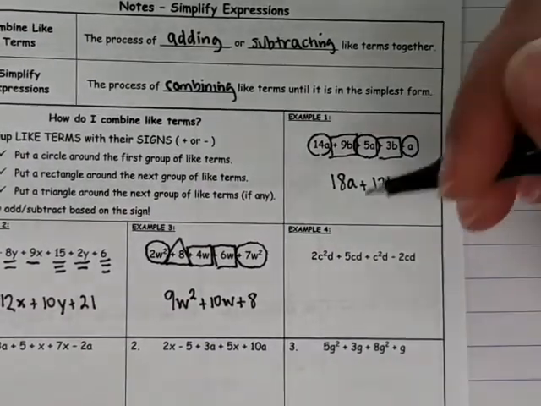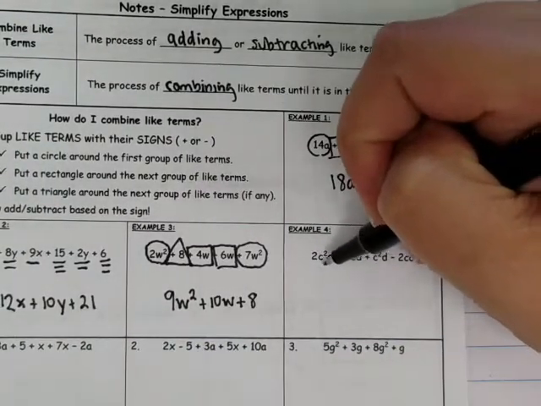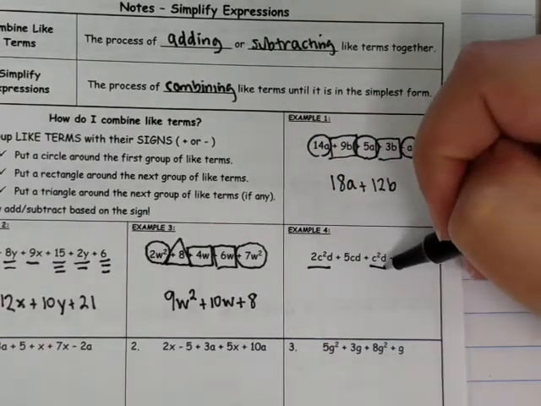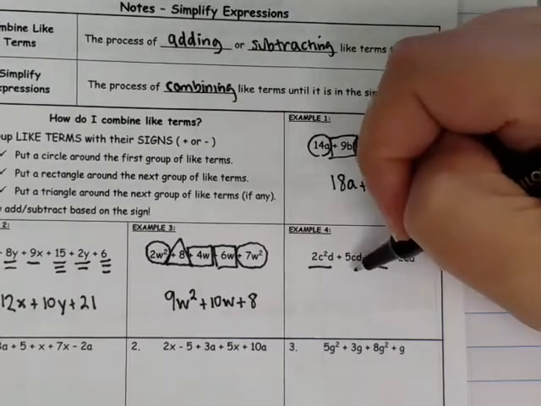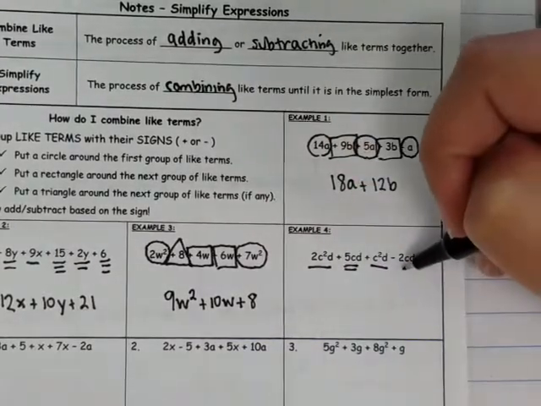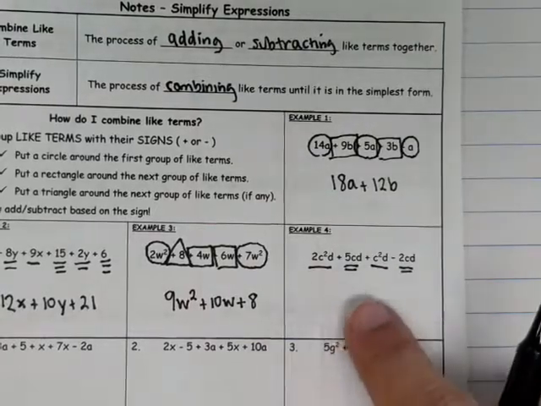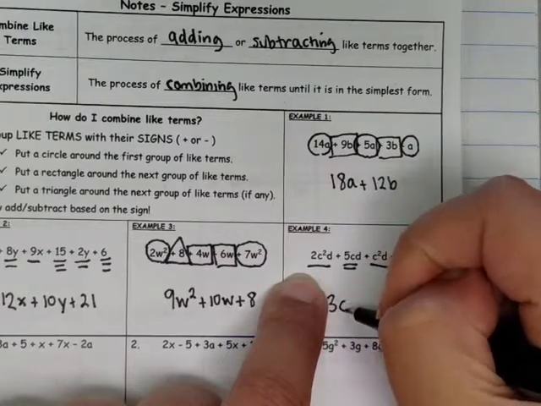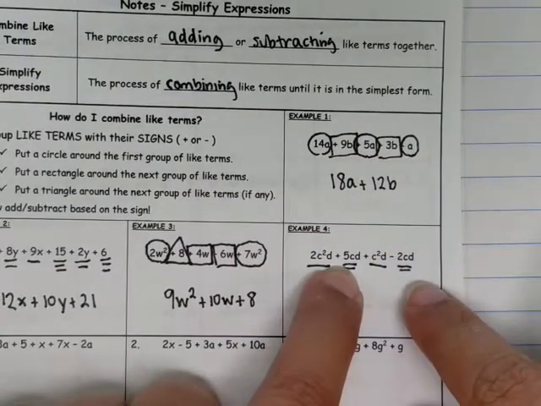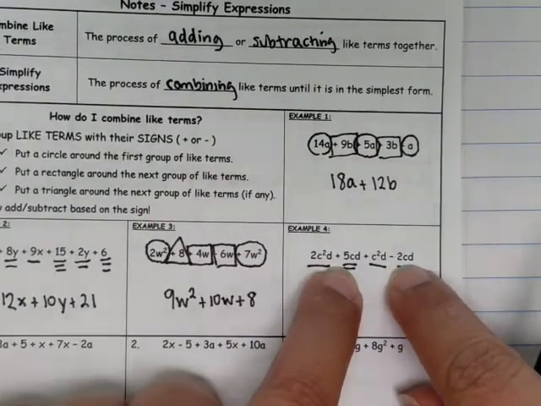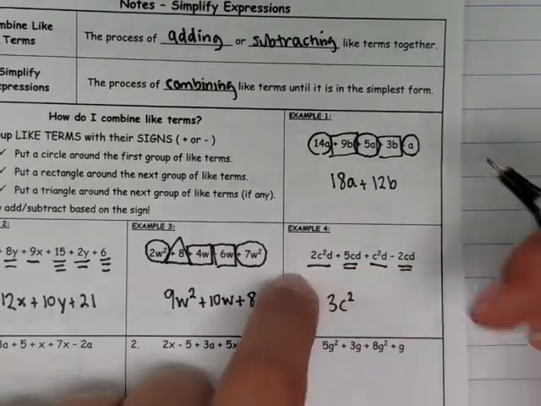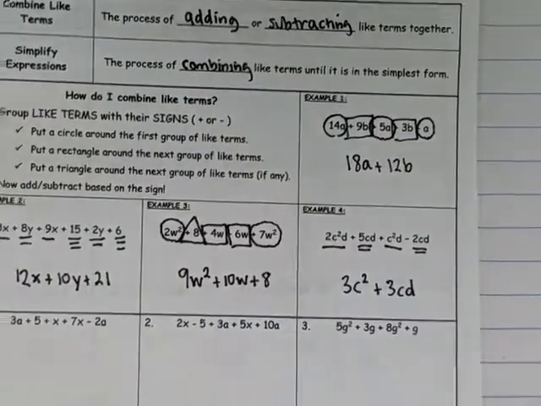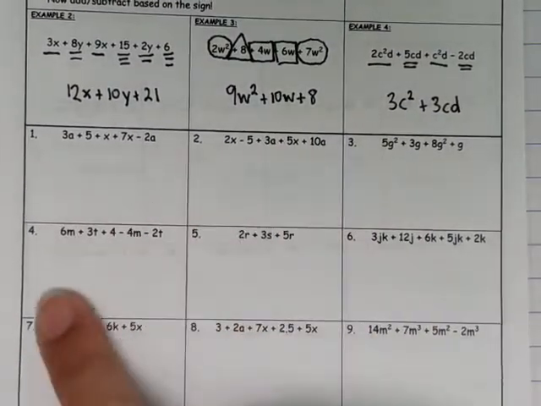And then example 4, I'm going to underline. So here's my 2C squared D. Do I have any other C squared D's? I do. And then this is just C and D, so I'm going to double underline, and this is just C and D, so double underline. So 2C squared D plus C squared D is 3C squared D. And then 5CD minus, so notice how that minus goes with the 2, that gives me 3CD. So plus 3CD.